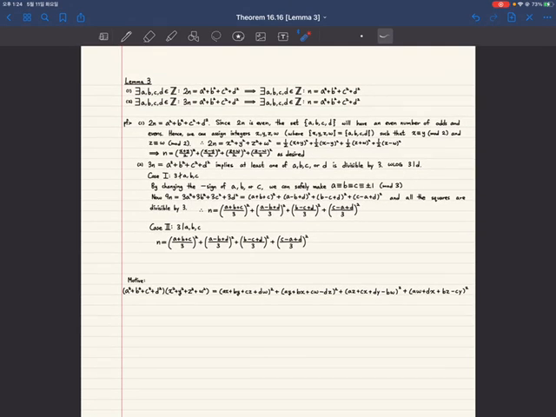I'll talk about Lemma 3, which is Lemma 3 of Theorem 16.16, Lagrange's four-square theorem. And here's the lemma as follows.